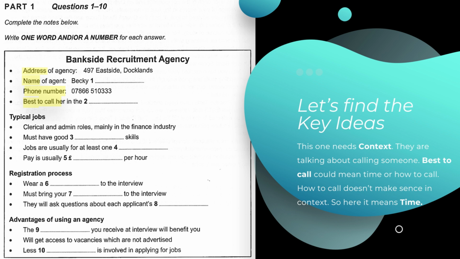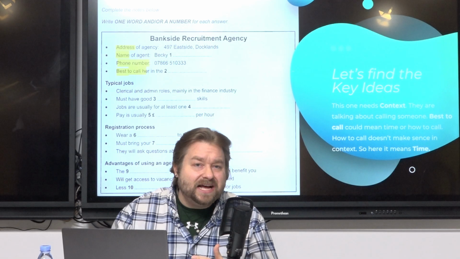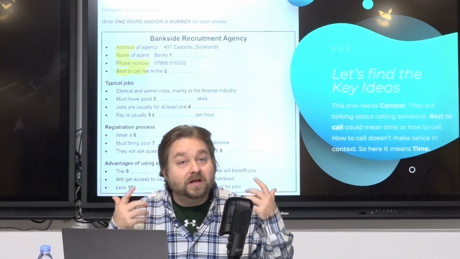Best time to call her. Oof. This is a great key idea. This one needs context, though. What is context? Context is what everything is about. They are talking about calling someone. Best to call could mean time or how to call. How to call doesn't make sense here with context. So here it means time. That means we have to listen for a time.